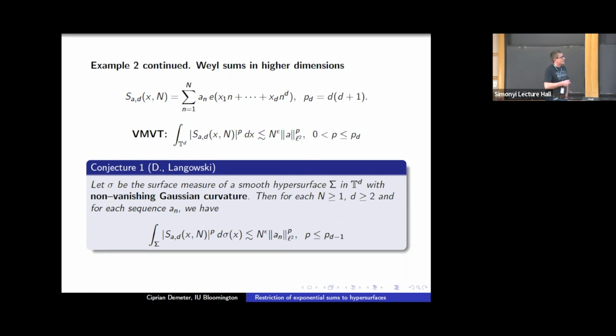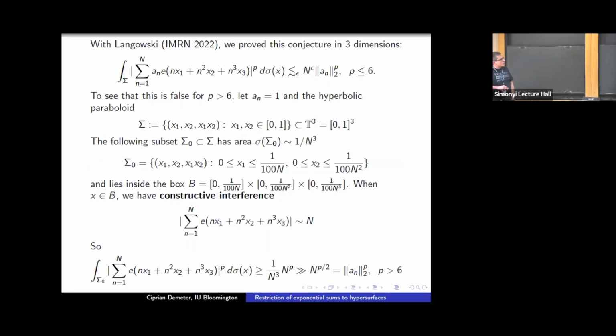You are replacing the d-dimensional torus with a d minus 1 dimensional manifold. So this explanation is a little bit naive, perhaps, but at least gives you something to chew on. So this is the conjecture, and we believe it's true. And we actually proved it in 3 dimensions. Well, in 2 dimensions, I mentioned it's a fairly easy result. In that case, the exponent is 2.